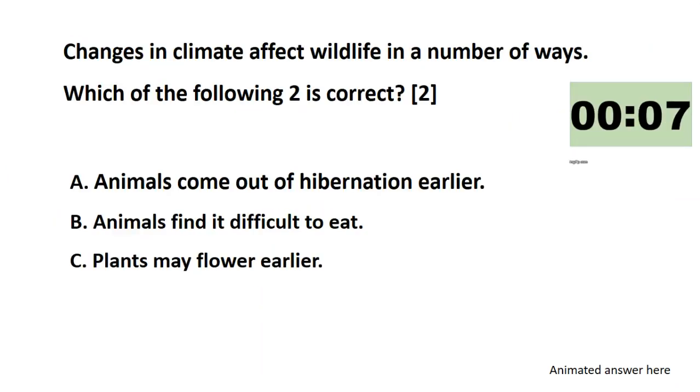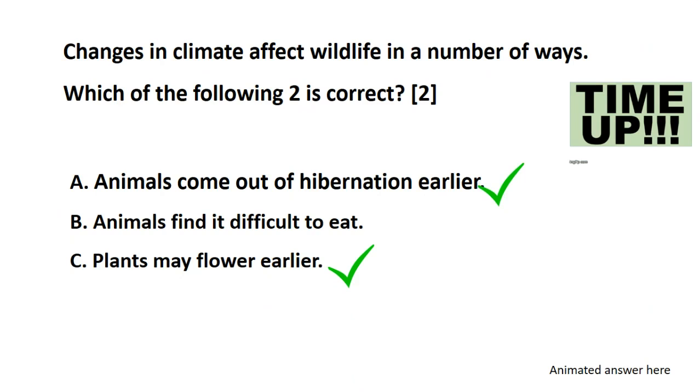15 seconds for this. I'll add 5 more seconds to this one. So 2 ways in which wildlife is affected by climate change: the animals may come out of hibernation too early and plants may flower too early. These are the 2 answers, A and C.